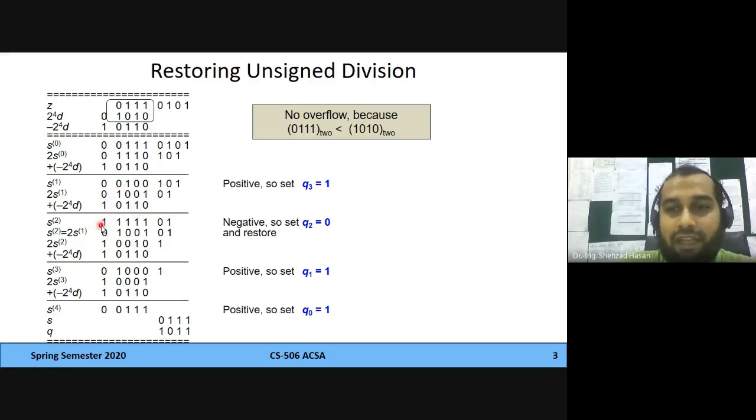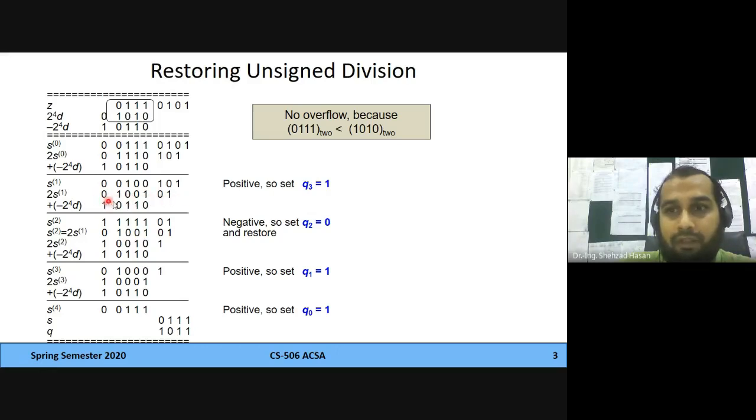So if you get a negative answer, this means you shouldn't have subtracted. So what we are going to do is restore it. That's why its name is restoring division. If we get a negative answer, we shouldn't have subtracted it, and then we are going to restore it back to its original form, which is over here.